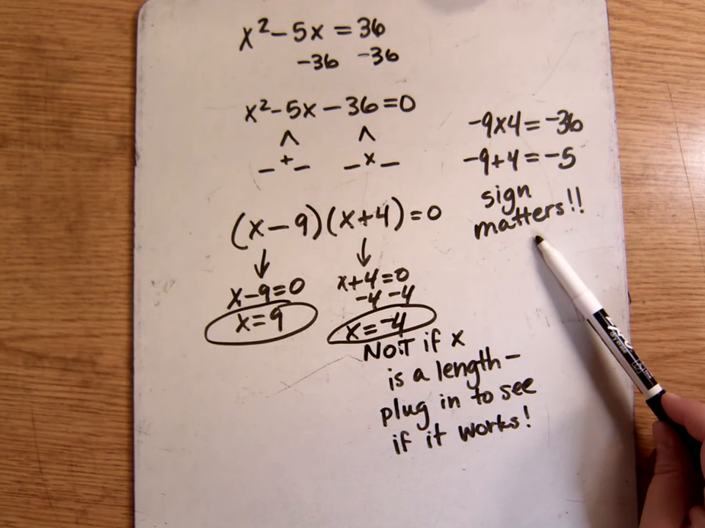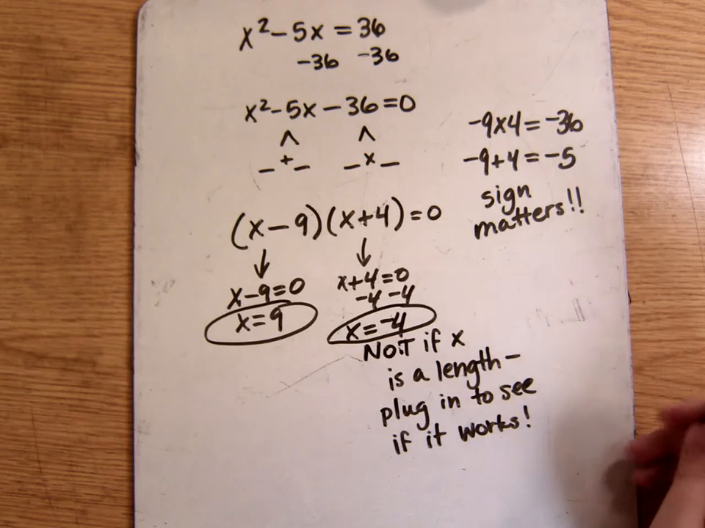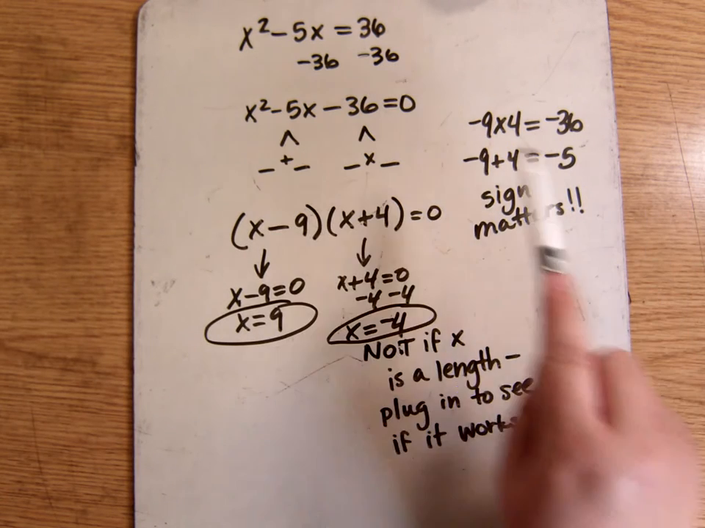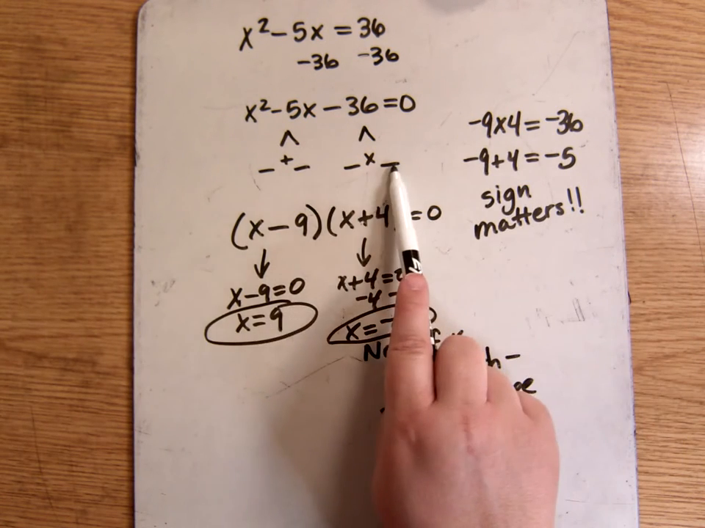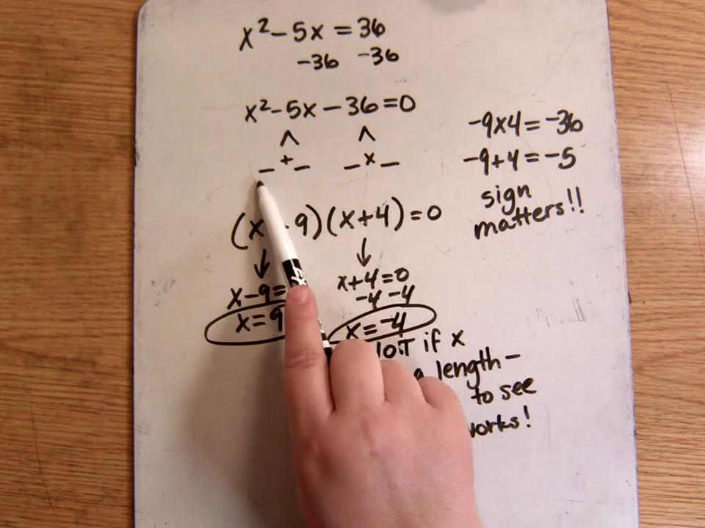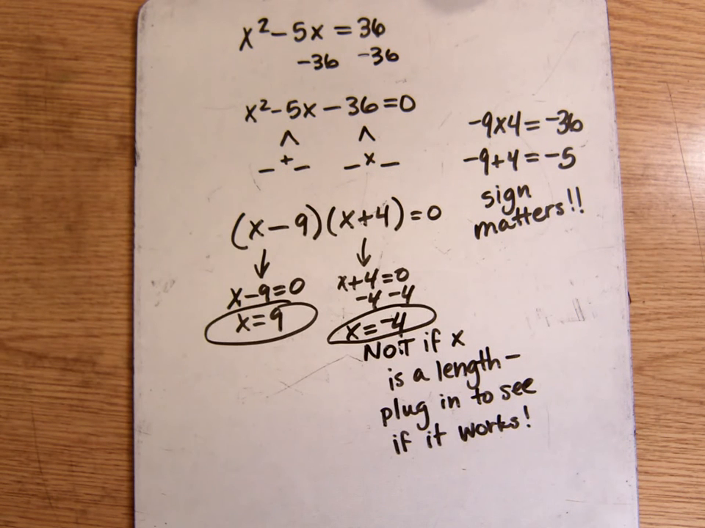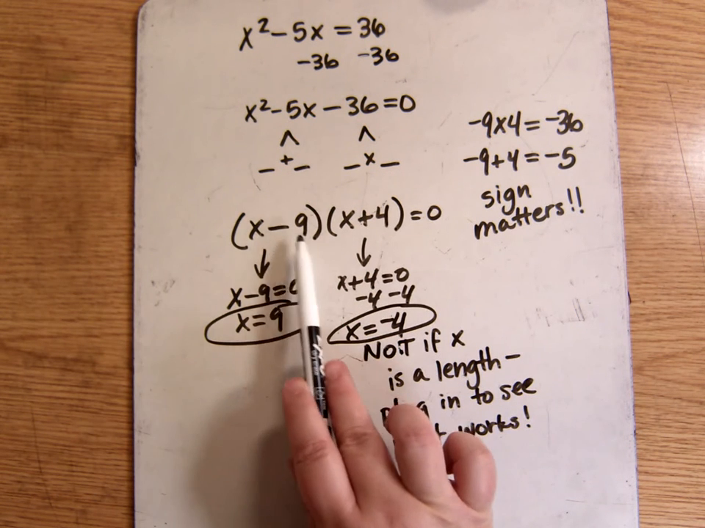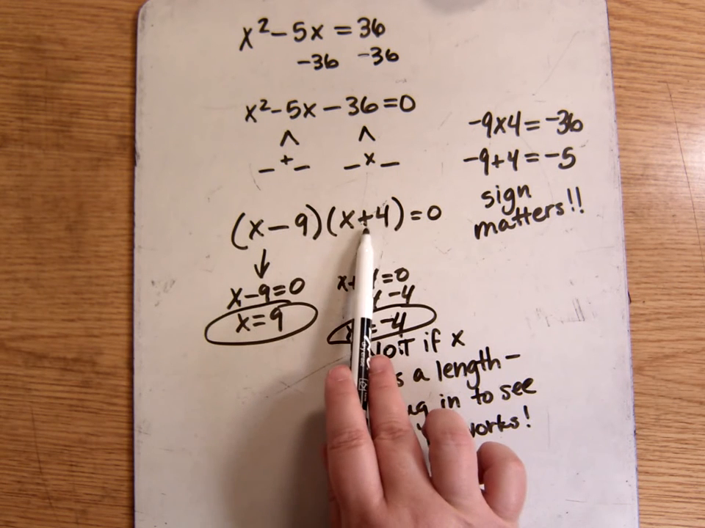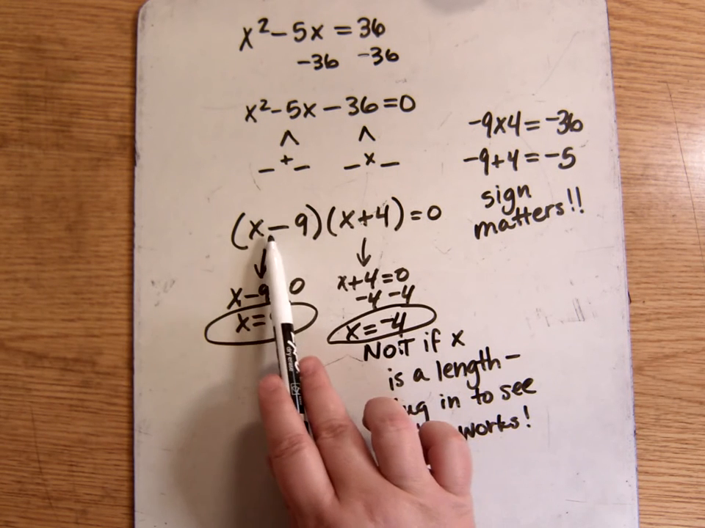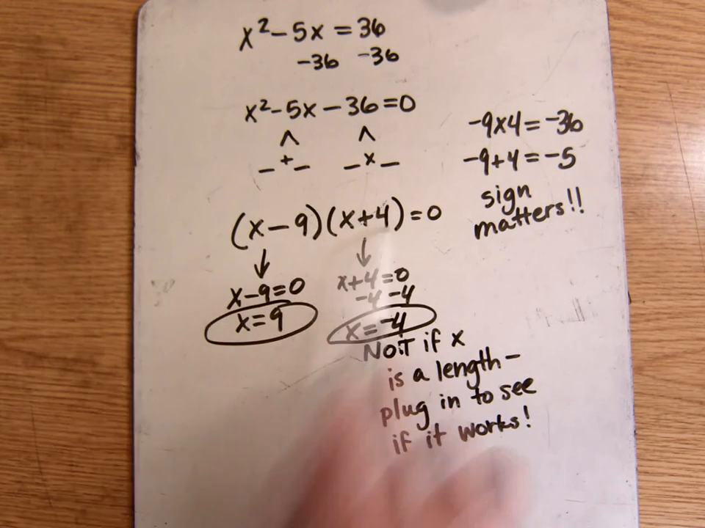You notice this is a lot like the last one we did, but the signs are slightly different. So those two numbers have to be negative 9 and positive 4. Negative 9 times positive 4 equals negative 36. Negative 9 plus positive 4 equals negative 5. So I write negative 9. If it's negative 9, that tells you to put a minus. If it's positive 4, you're putting a plus. So it's just like (x - 9)(x + 4).